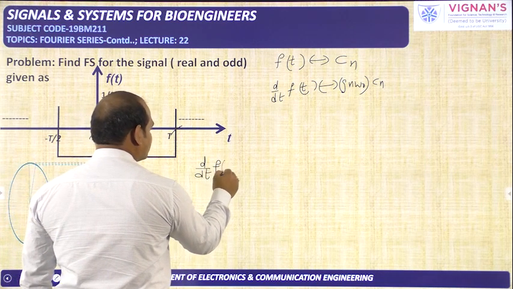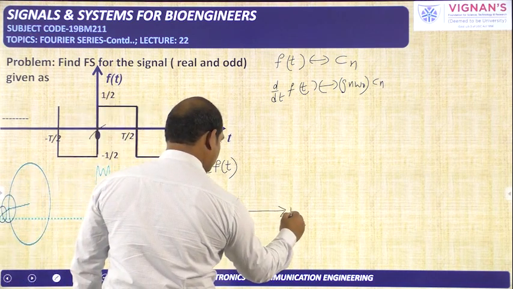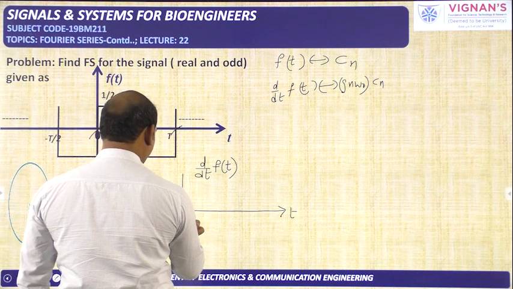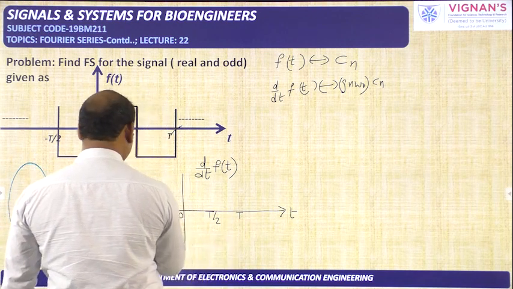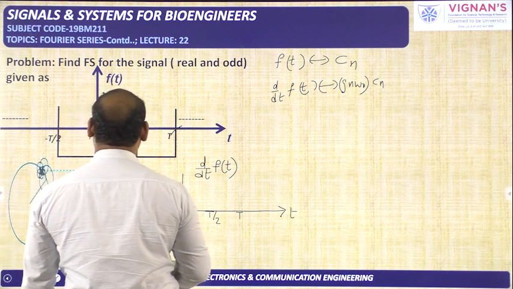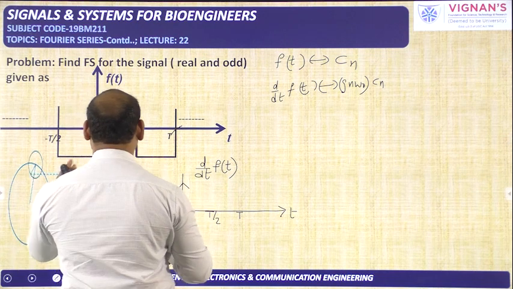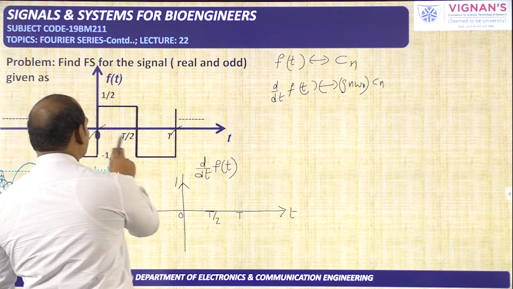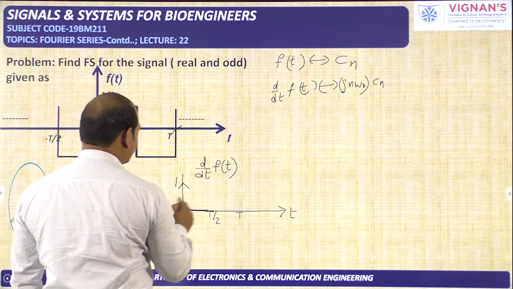d/dt of f(t), from 0 to T/2 and from -T/2. At 0 there is a discontinuity, so the differentiation will become an impulse. Already we have discussed this one many times. And from 0 to T/2 the amplitude is 1/2, that is constant, so the differentiation will become 0.